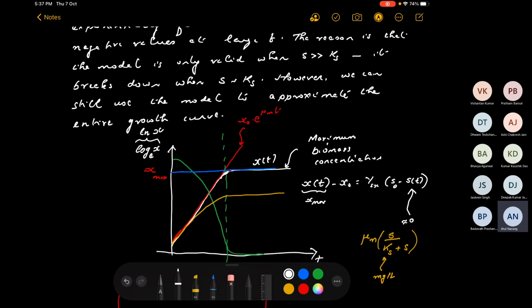But supposing your Ks was on the order of 100 milligrams per liter. If Ks is on the order of 100 milligrams per liter, then by the time S reaches the value 200, 300 milligrams per liter, this fraction has become substantially less than 1.